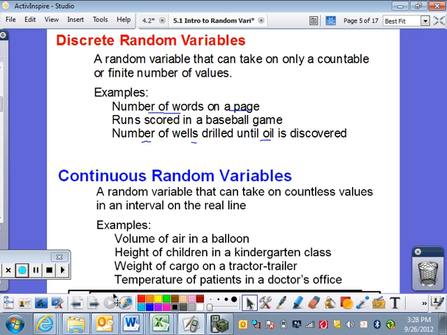The weight of cargo on a tractor trailer, the weight needs to physically be measured. You can't count it. You have to measure it. So that can also change depending upon how specific, to the ounce or whatever. Temperature of patients in a doctor's office, you physically have to measure the temperature. So that's the difference. With discrete you count, and with continuous you physically measure it.